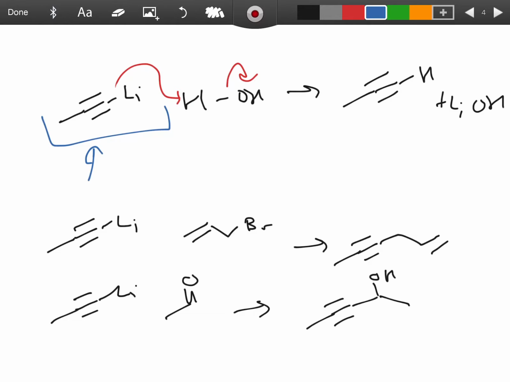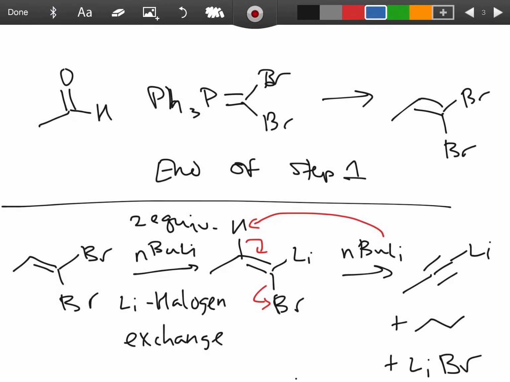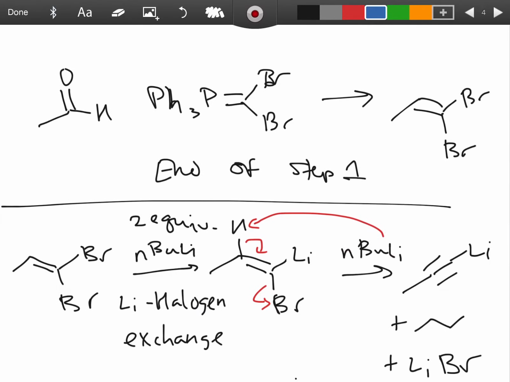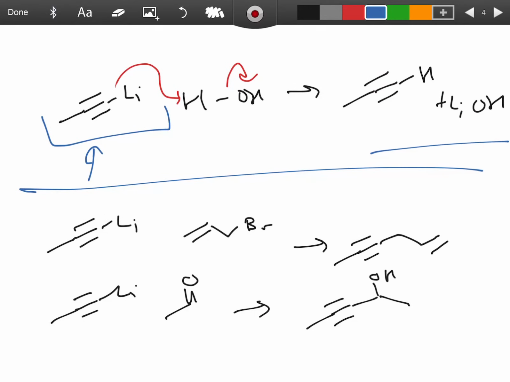So let me go back. From here to here is your basic Corey-Fuchs mechanism. Right? The reason I point out that the acetylide doesn't just have to react with hydrogen is in the synthesis that we're looking at, they don't actually have it react with hydrogen. They quench it with something else.